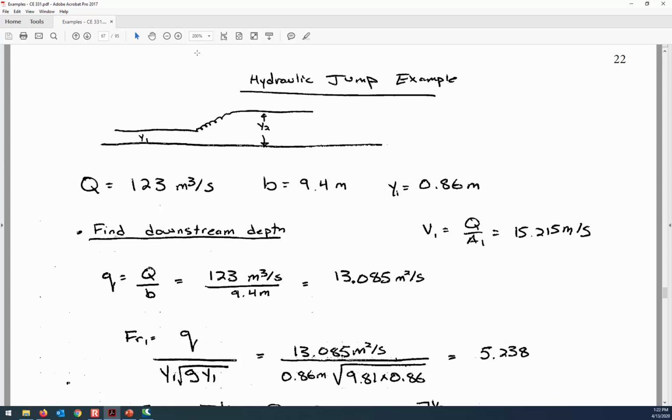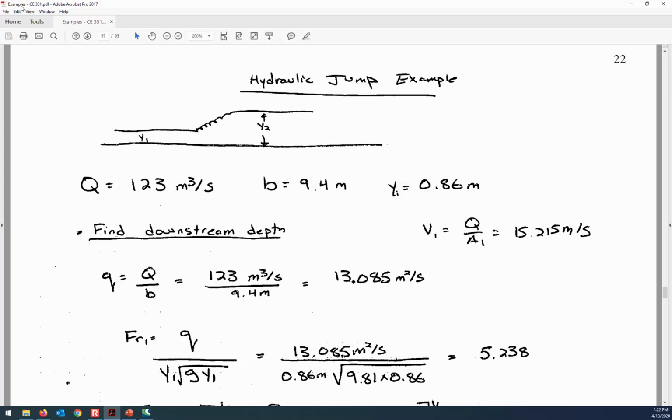What I did was find the flow per unit width upstream, so that's q1, and it's 13.085 meters squared per second. I guess that'll also be the downstream flow per unit width, because the flow rate's the same and the width didn't change. Well, the depth did, but the flow per unit width won't.